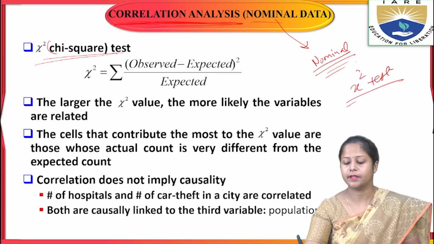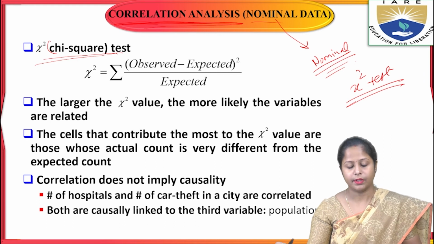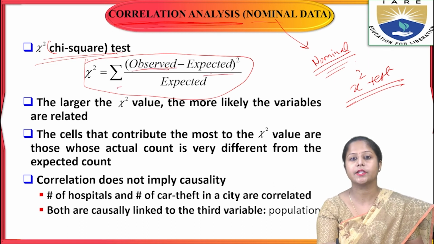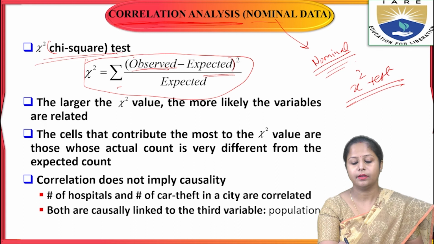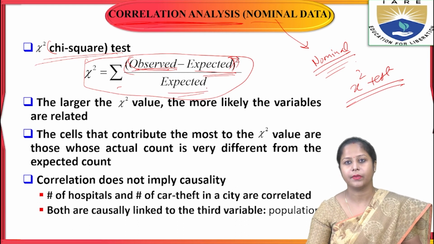That is a statistical test used to check the redundancy of the two data. The formula for chi-square is the summation of observed values minus expected values, squared, divided by the expected value of the data. So that is the chi-square test formula.